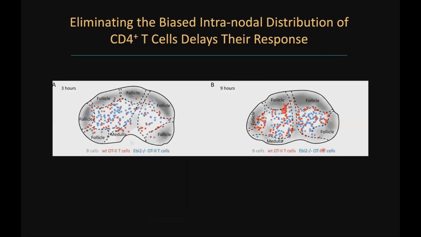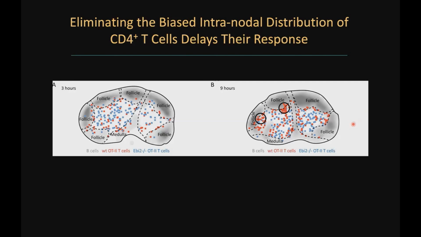We're able to look at early events in T-cell, dendritic cell interaction by what we call a clustering analysis, looking for multiple T cells to be localized on a dendritic cell platform. We don't see much of that 3 hours after immunization. But by 9 hours after immunization, we see these clear clusters here in red, which are the wild type cells that we're tracking. But in blue, you see an absence of that clustering among EBI2 deficient cells.